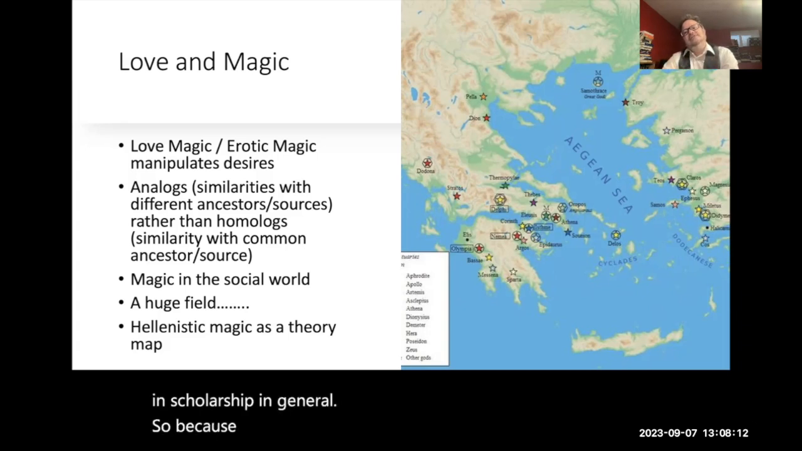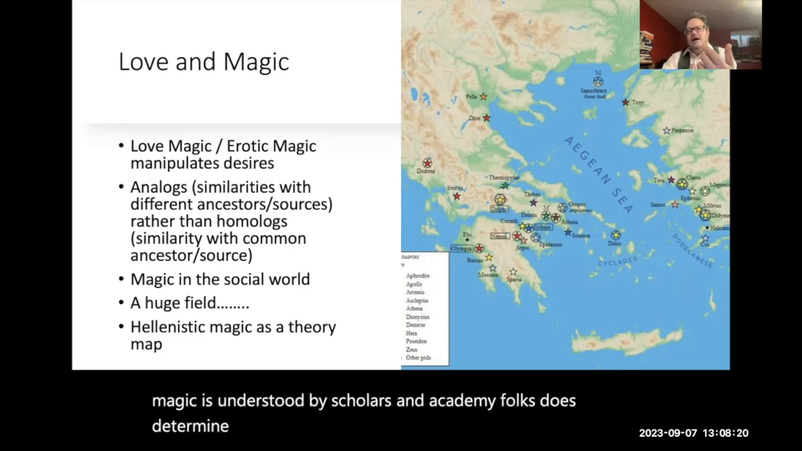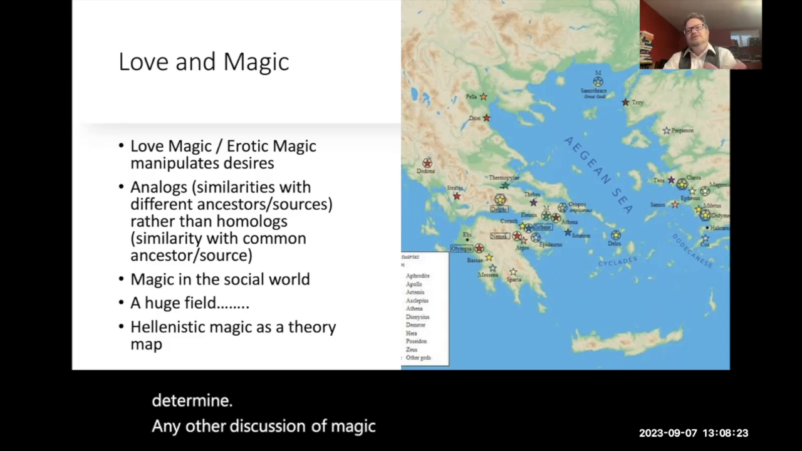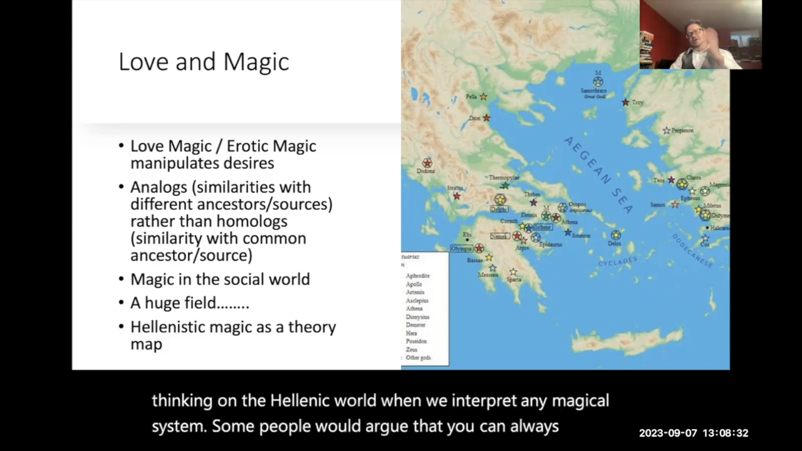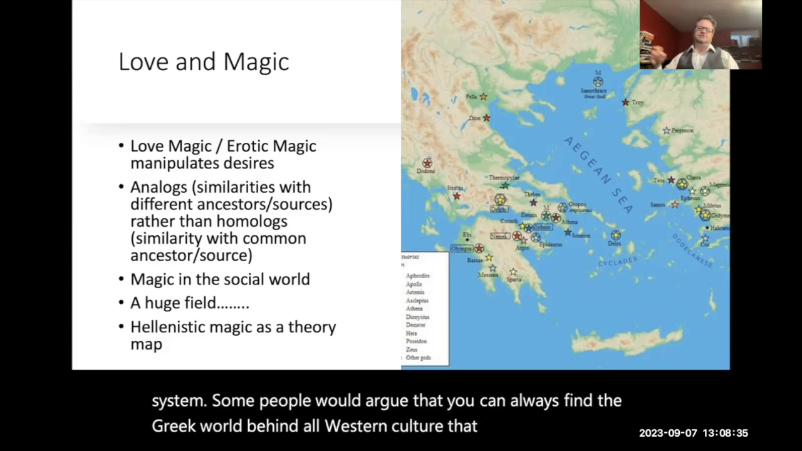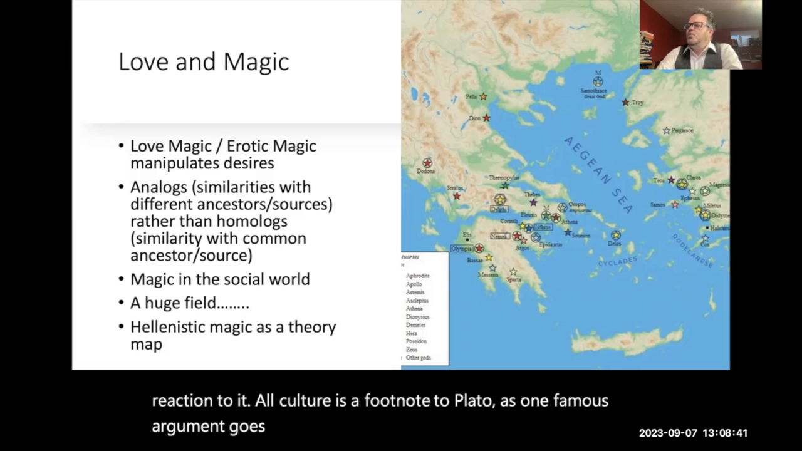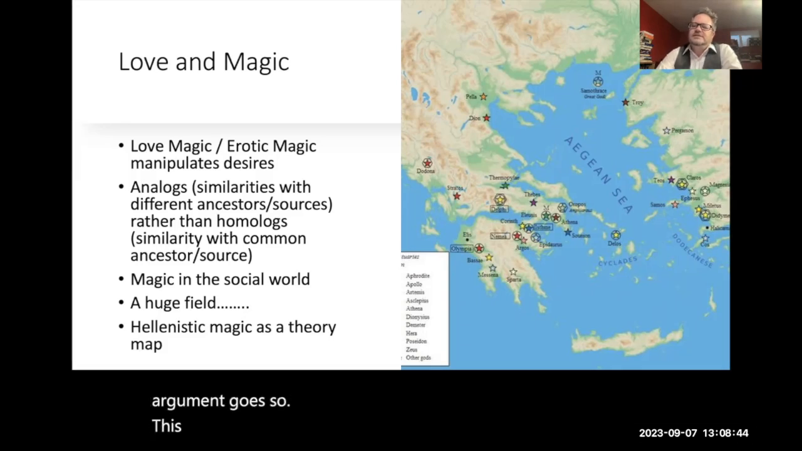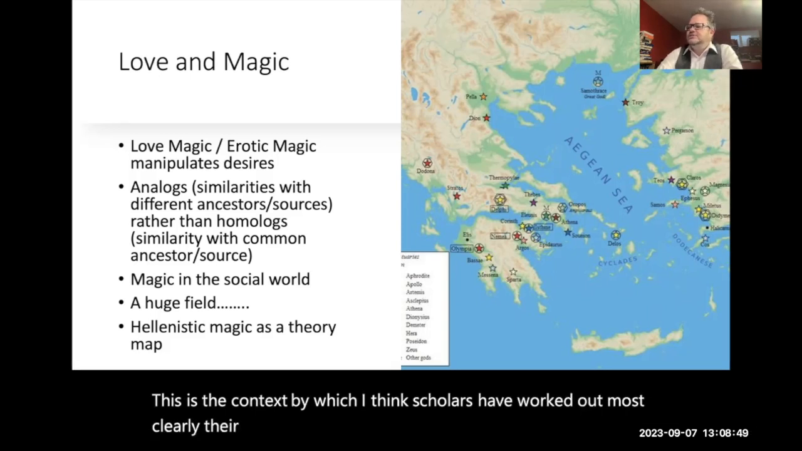Because it's so vast and so influential, the way Greek magic is understood by scholars and academics does determine any other discussion of magic. There's always the influence of this thinking on the Hellenic world when we interpret any magical system. Some people would argue that you can always find the Greek world behind all Western culture, that everything is a reaction to it. All culture is a footnote to Plato, as one famous argument goes. So this is the context in which I think scholars have worked out most clearly their systems of magic, the theories around magic, and the methods for studying this context.